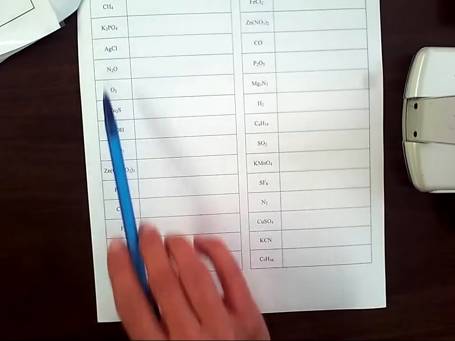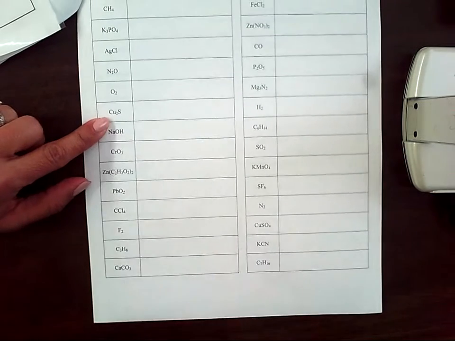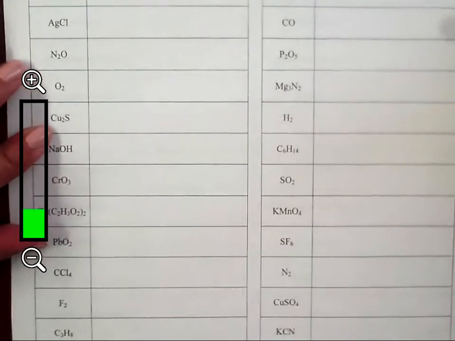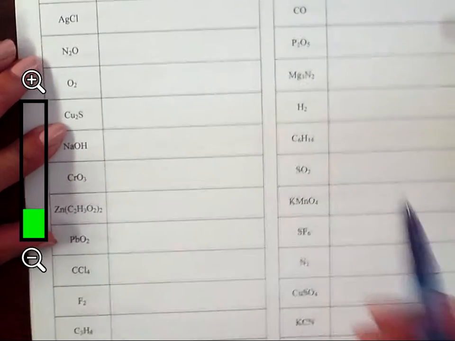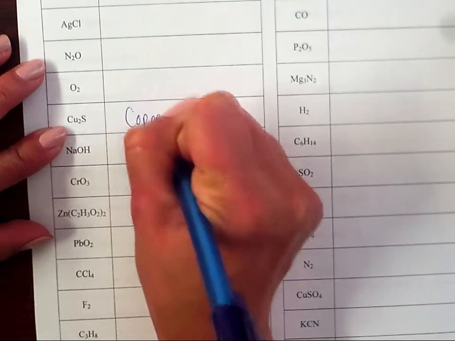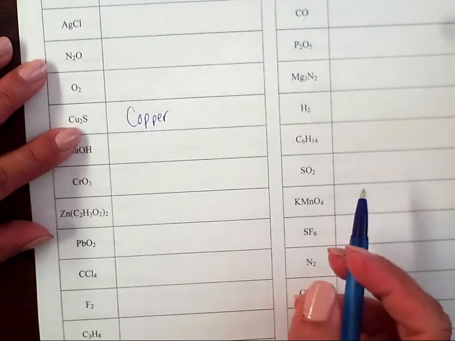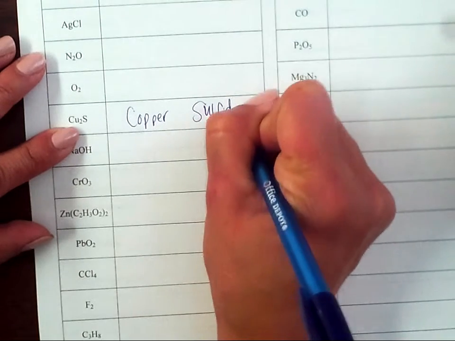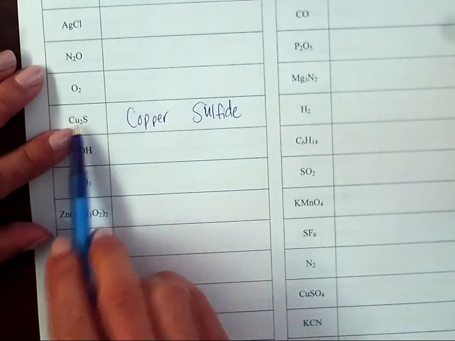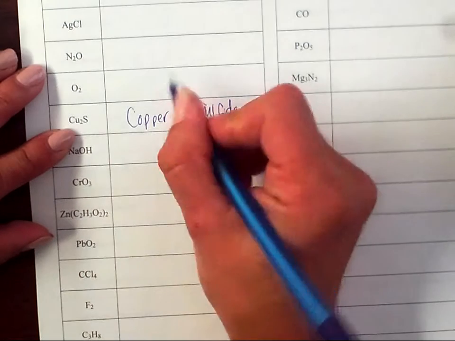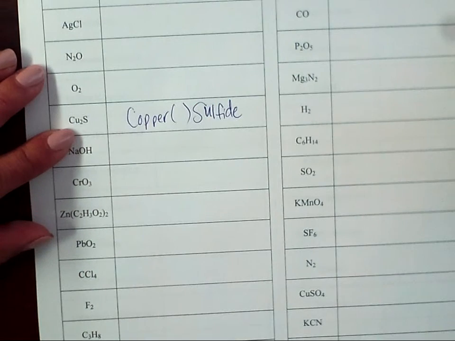So I look down here, and we have copper and sulfur. Let's focus on that one. We have copper, which is a transition metal, so we know that the name of it will be copper. We know the ending is sulfur, so it will be sulfide. But because there's a 2 here, we're going to need to figure out what the Roman numeral is. Remember, if it's a transition metal, when you name it, you put the Roman numeral on there.